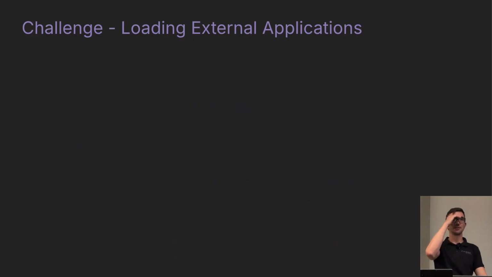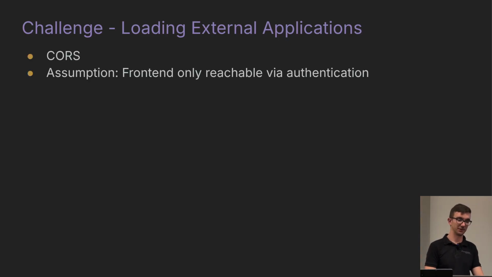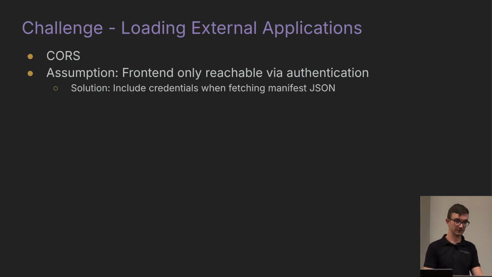Another question we had is about authentication and how to load external applications. First and foremost, CORS needs to be set up properly. But let's say this frontend is only reachable via authentication. The solution would be, when fetching this manifest JSON that we've just seen, you also need to include the credentials, so either a bearer token or a cookie or whatnot.